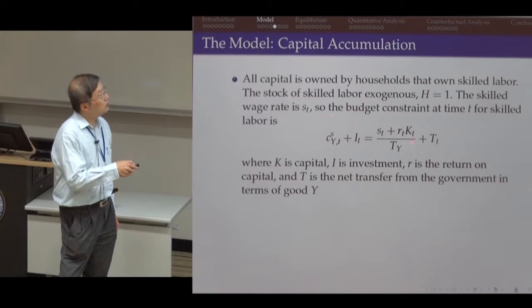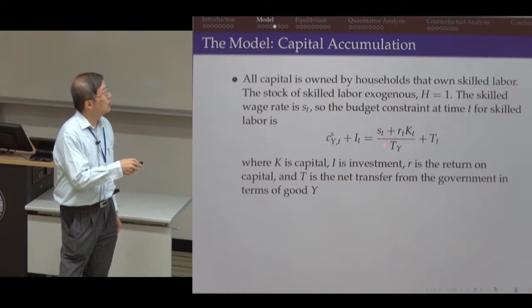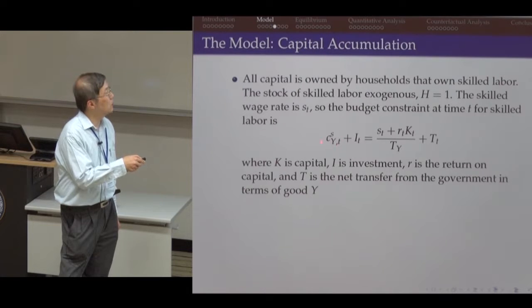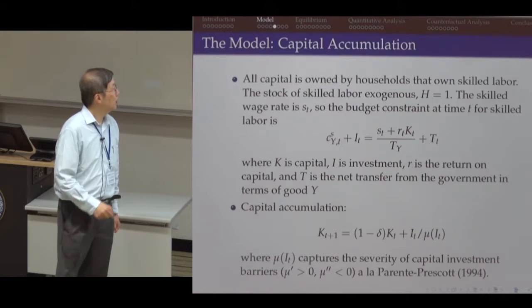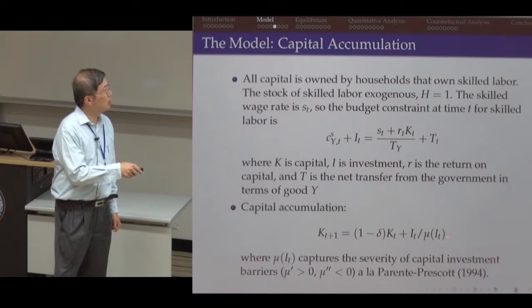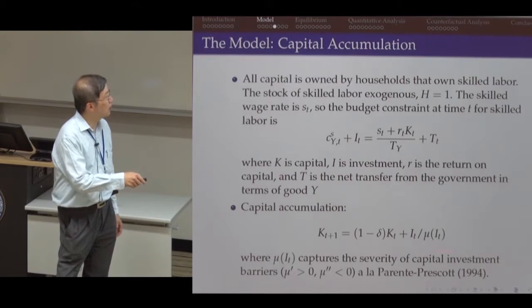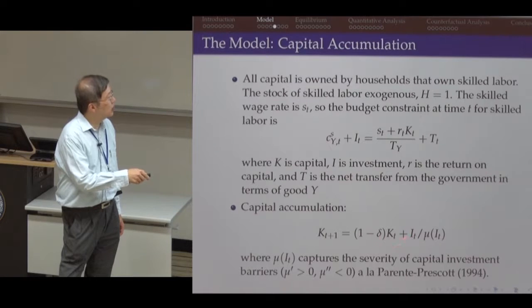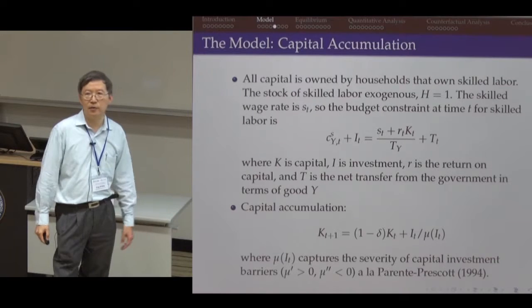And for skilled workers, they will own the capital, so they have both capital income and the skilled wage denoted by S. This is the real wage income and the real rental income, plus any kind of transfer, okay? And this can be used for both consumption purposes and investment purposes. Capital can be accumulated using a standard equation except for this mu. Pretending this mu is one, right? This is absolutely standard, right? This is the undepreciated part of the previous capital stock plus new investment, which should be equal to the new capital stock.